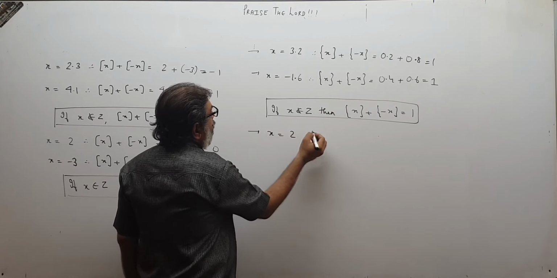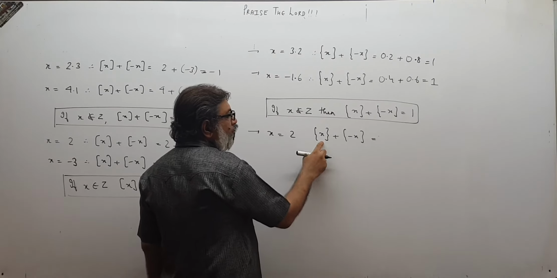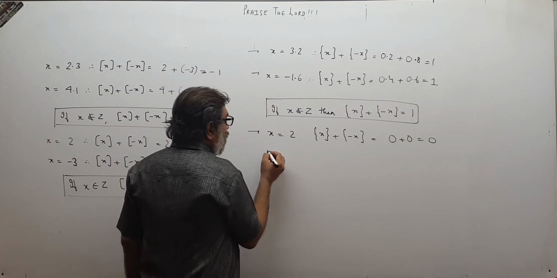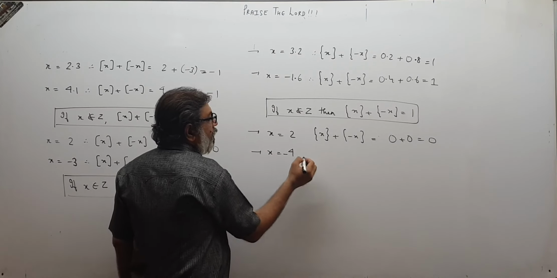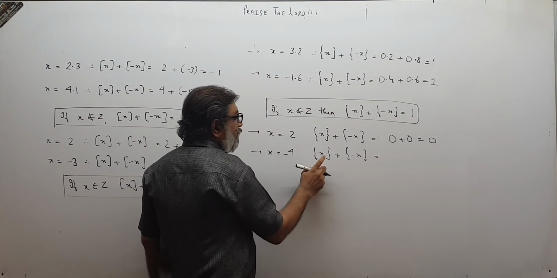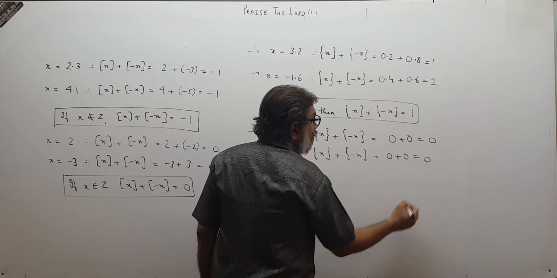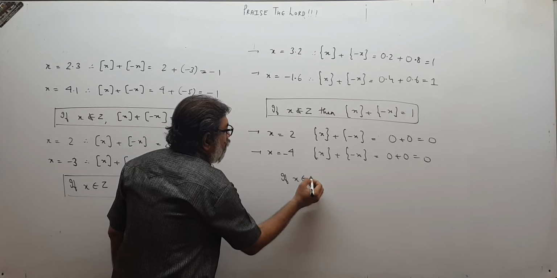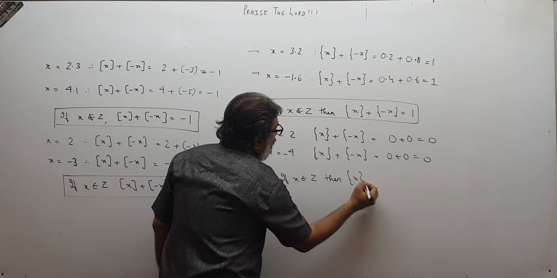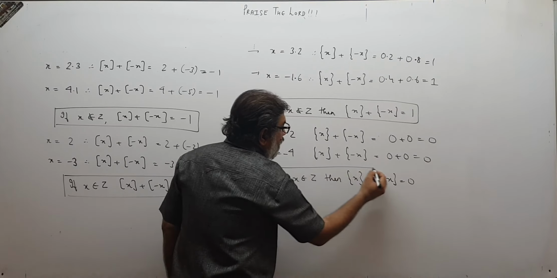If x is 2, then fractional part of x plus fractional part of minus x. 2 and minus 2, both are integers. Fractional part will be 0. So 0 plus 0 will be 0. If x is 4, so fractional part of x plus fractional part of minus x: minus 4 and 4, both integers, fractional parts are 0. So 0 plus 0 equals 0. Therefore we take that if x belongs to Z, these both are integers, then fractional part of x plus fractional part of minus x will be 0. This important property we get.